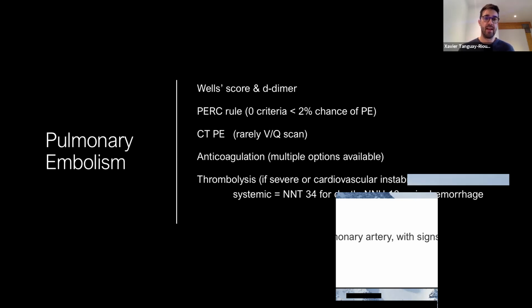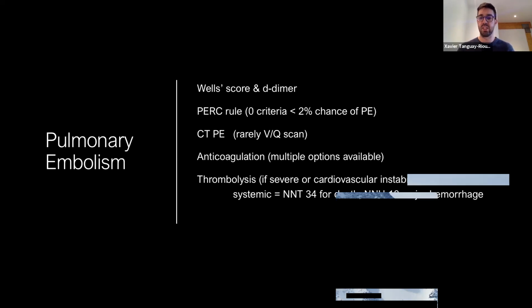And finally, thrombolysis. This is not something benign. There are a lot of complications, and the number needed to harm is 10 for major hemorrhage when you do thrombolysis, and the NNT is 34. This is for systemic thrombolysis, but this is certainly something you need to keep in mind if you're going to think about thrombolysis. I don't have the number for endovascular procedures, but I'm expecting that it would be much less than this.